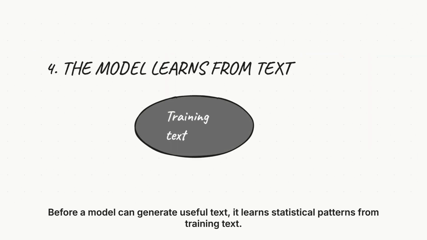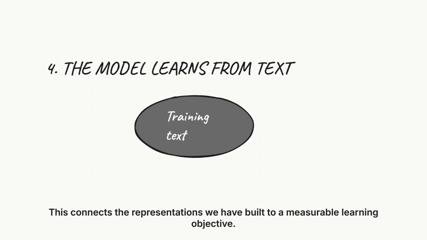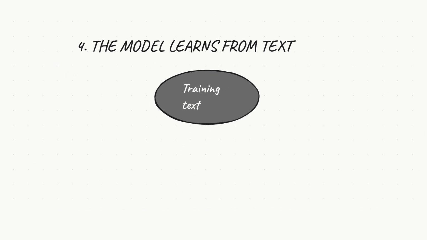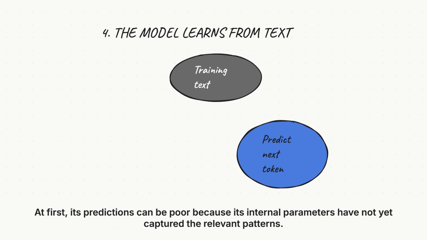Before a model can generate useful text, it learns statistical patterns from training text. The text supplies many opportunities to practice the same basic task: given the tokens so far, predict the next token. This connects the representations we have built to a measurable learning objective. For each training example, the model produces a next token prediction. At first, its predictions can be poor because its internal parameters have not yet captured the relevant patterns.